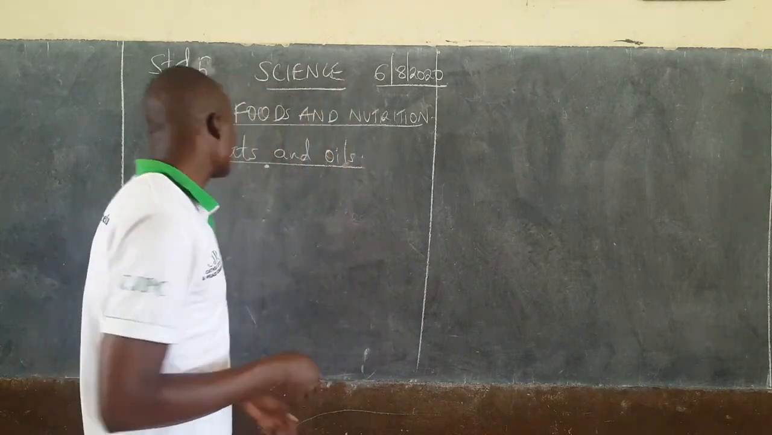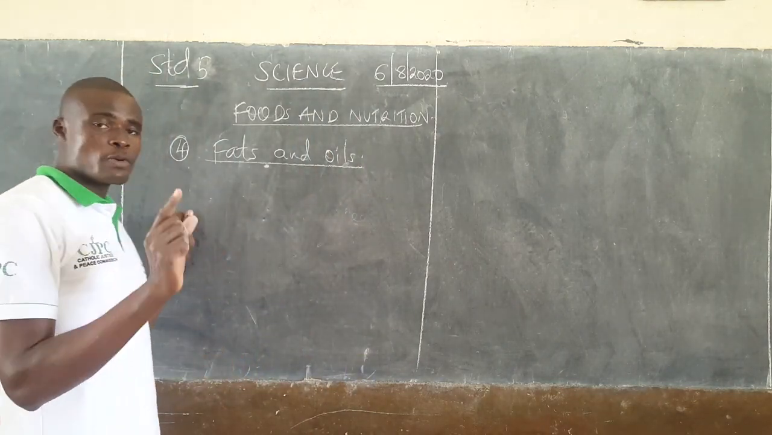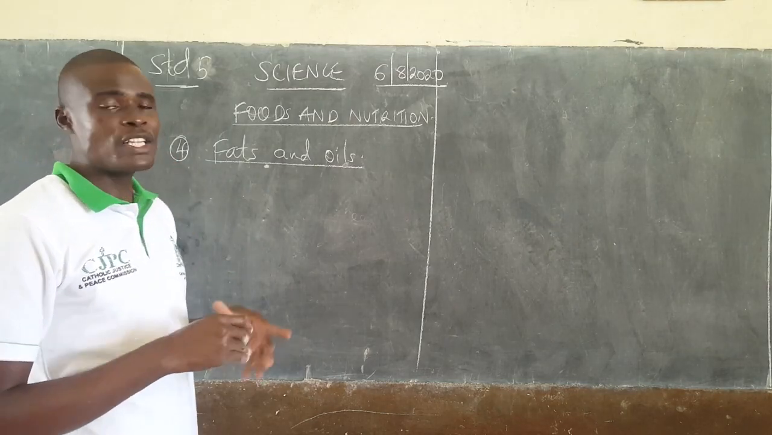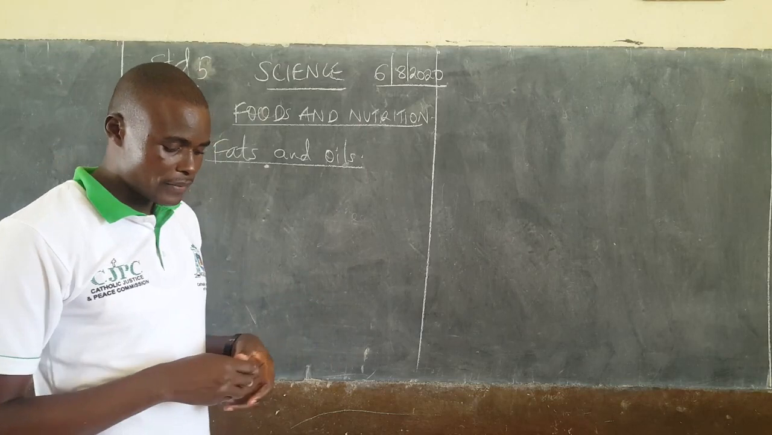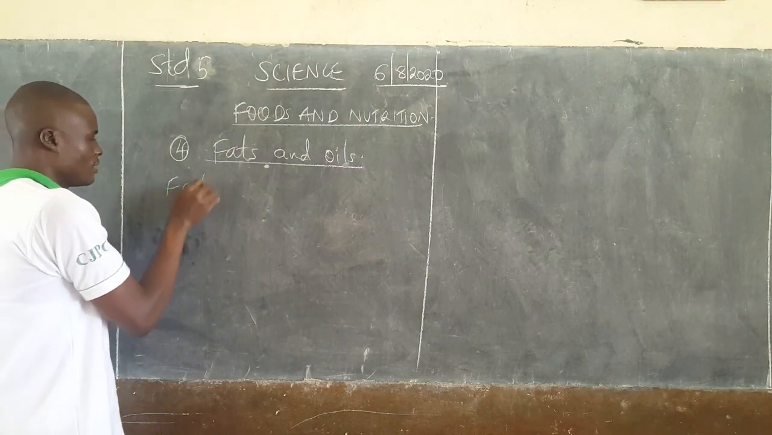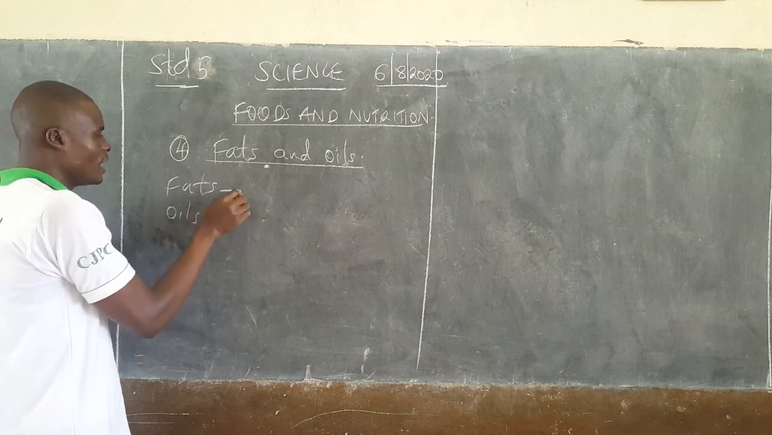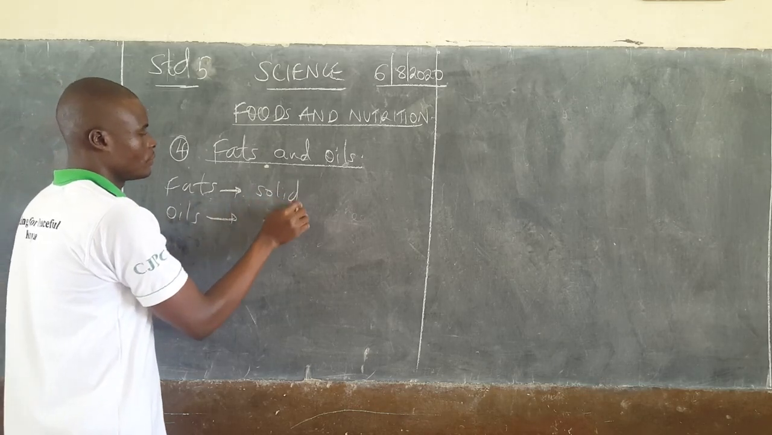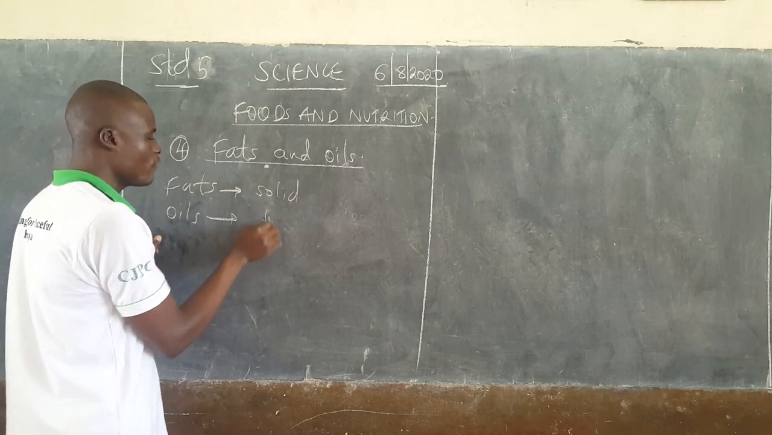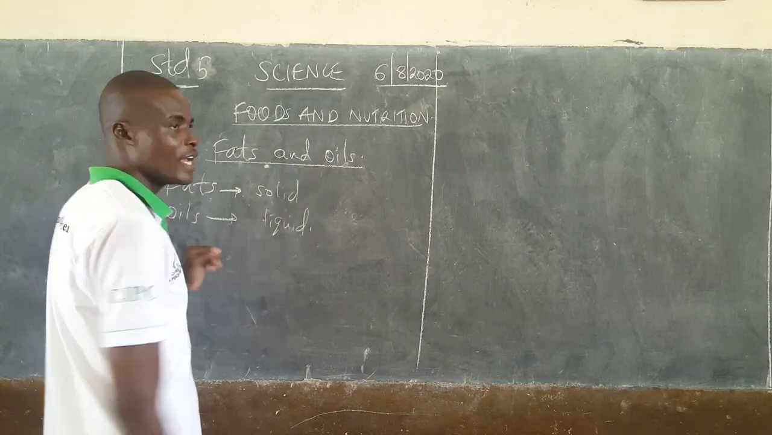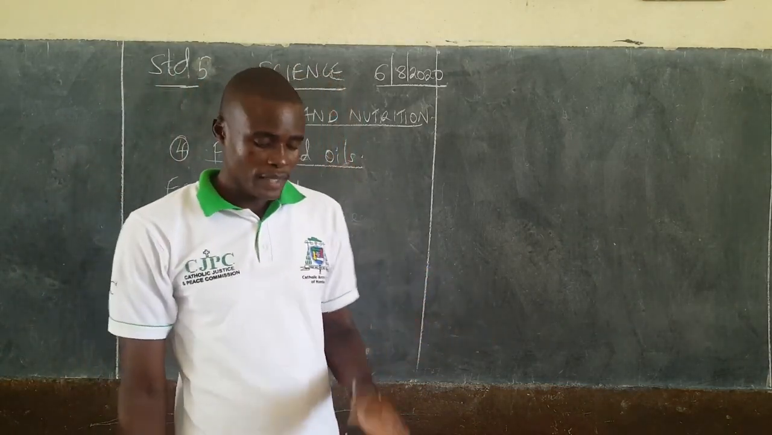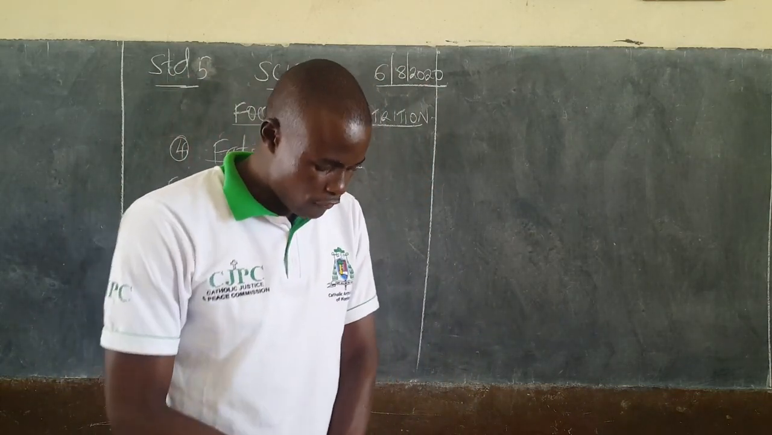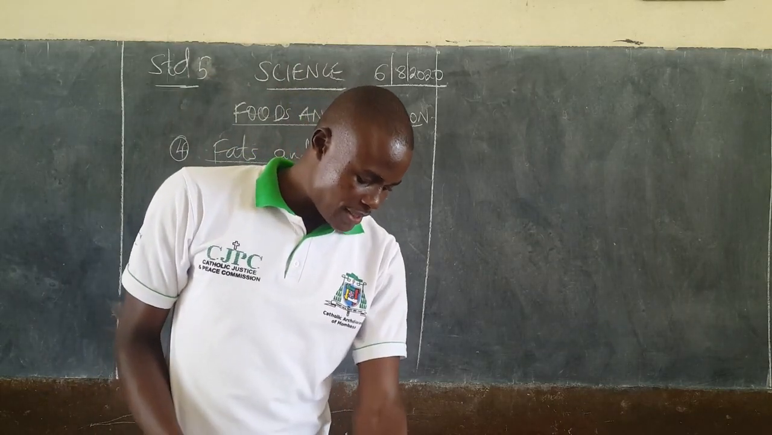So we go very fast now to number 4. Number 1 was proteins, number 2 was carbohydrates, number 3 was vitamins, and now we are in number 4, that is fats and oils. So what are fats? We need to ask ourselves, when we talk of fats and oils, what is the meaning of that? Fats are in solid form, and oils are in liquid form. Some are in solid form and some are in liquid form.